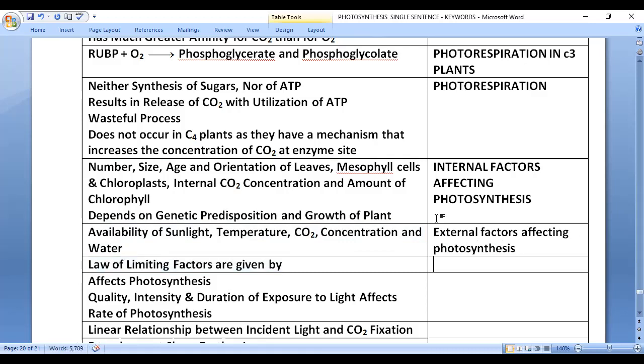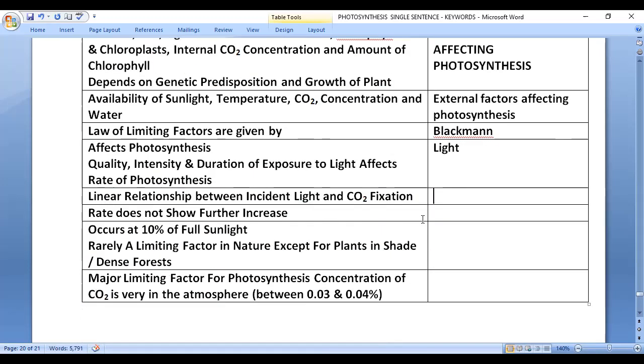The law of limiting factors was given by Blackman. Light affects photosynthesis: quality, intensity and duration of exposure to light affect the rate of photosynthesis. There is a linear relationship between incident light and carbon dioxide fixation at low light intensities. The rate does not show further increase at higher light intensities.